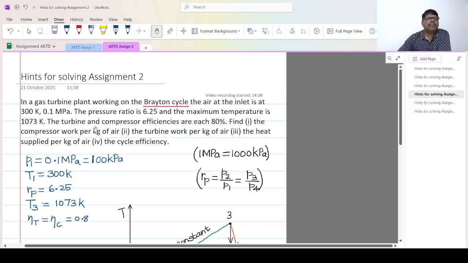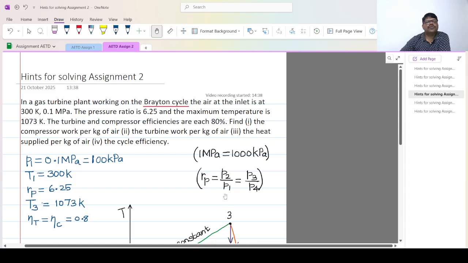Then the turbine and compressor efficiencies are each 80%. It is given like this. Now, when I write these efficiencies, I use the notation for turbine efficiency eta T and compressor efficiency eta C, both are equal to 0.8. I have written all the data given in this question.